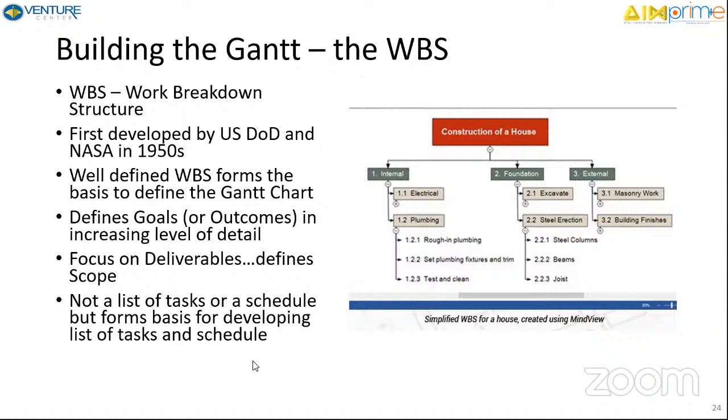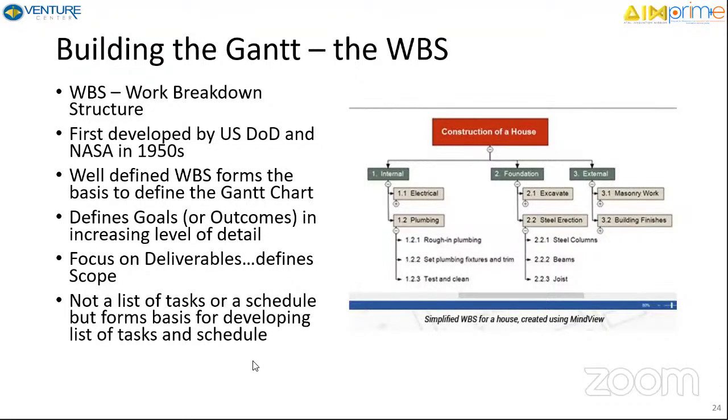Now, as you go on breaking this down, what are you breaking it down into? You're breaking it down into the tasks. So you start with the endpoint. In this example, the endpoint is construction of a house. That is your end result. Product is launched. So, to construct a house, what all needs to be finished? My internals need to be finished. My foundation needs to be finished. My external needs to be finished. These three.